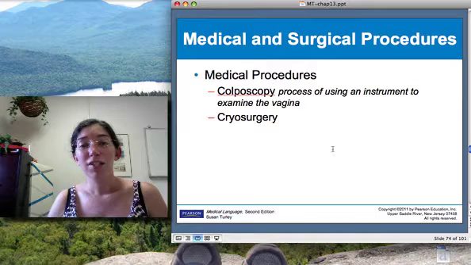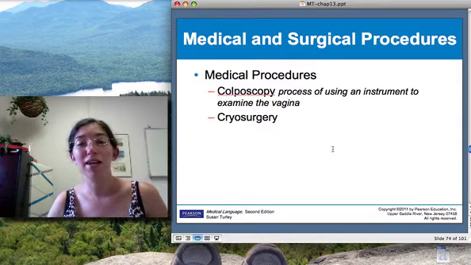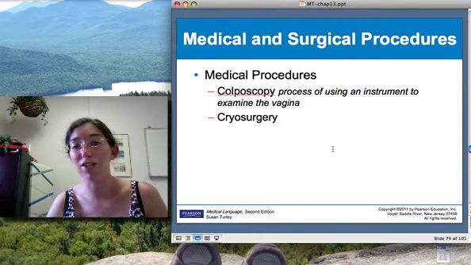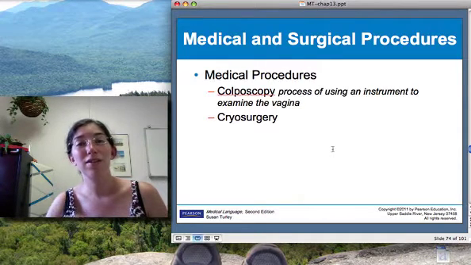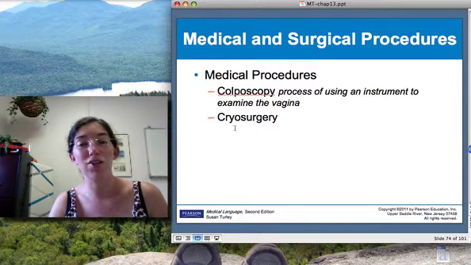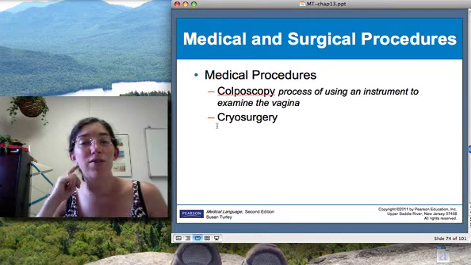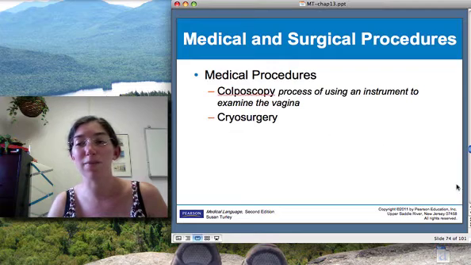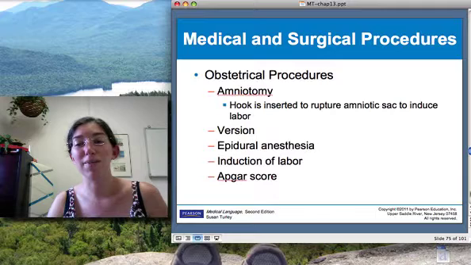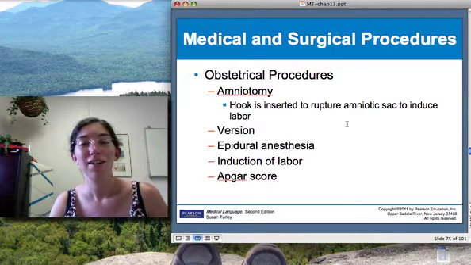So some other procedures, a colposcopy. I think I mentioned this in the last part of the lecture, to view the vagina with a scope. Colposcopy is used to look for cervical dysplasia. Cryosurgery, using cold, like liquid nitrogen, to freeze off genital warts or something. I don't know if you can use it for cervical dysplasia or anything like that. I don't know if you can use it internally, but you can surely use it externally.